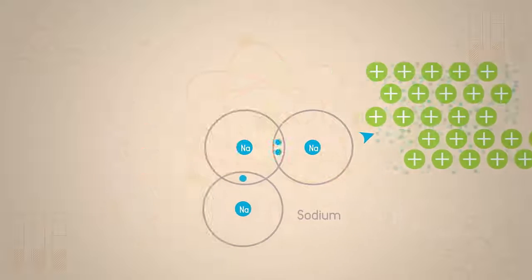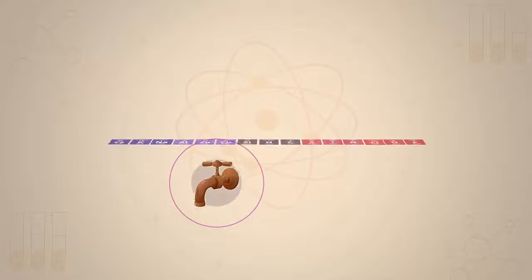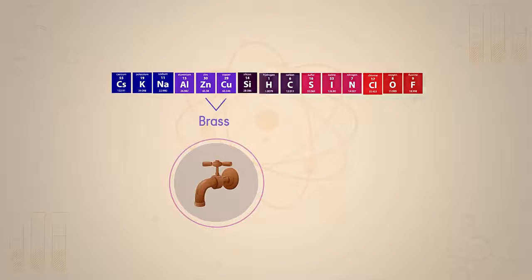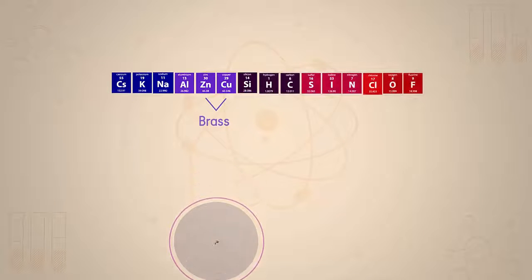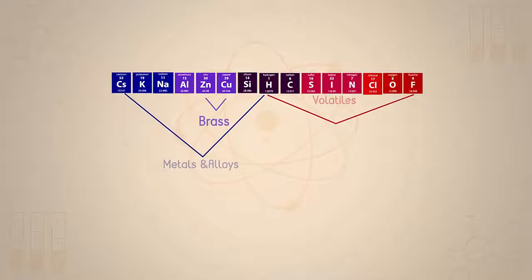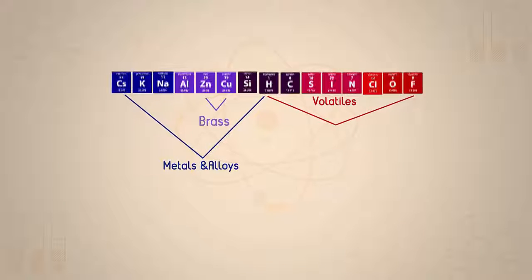This form of bonding will occur between any metallic elements which have only a few electrons in their outer shell. Here is brass, an alloy of copper and zinc, for example, retaining the metallic properties of its elements. Thus we can fill in the metallic bonding part of our structure triangle.